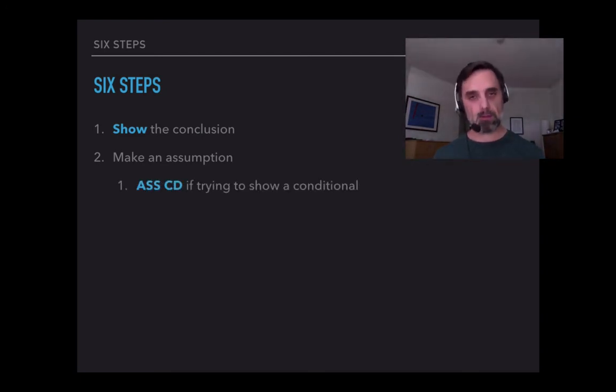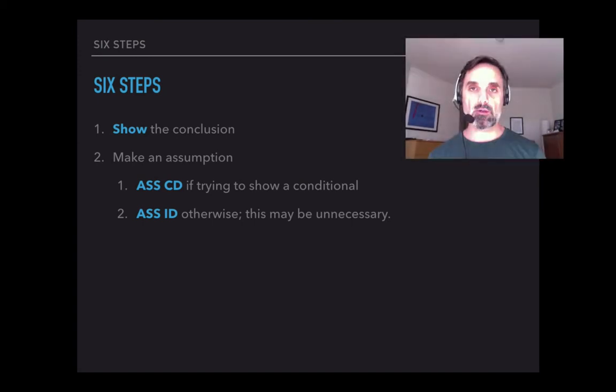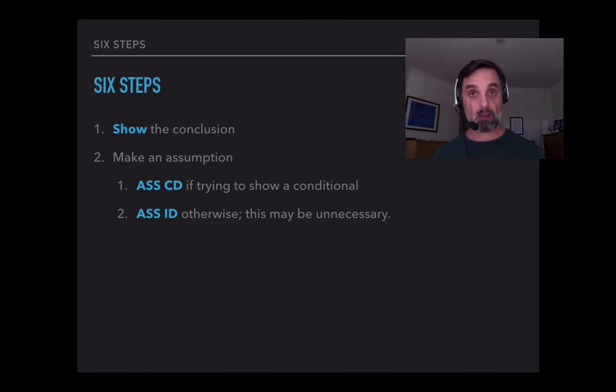If you can, do assume CD. If you're trying to show a conditional, assume CD. That hasn't changed. But you can now do assume ID in any other case. Assume ID lets you assume the negation of the conclusion, and the conclusion always does have a negation. If the premises are true, the negation of the conclusion is false, but the sentence exists. And so you can always make an indirect assumption, and that means you can always make an assumption.